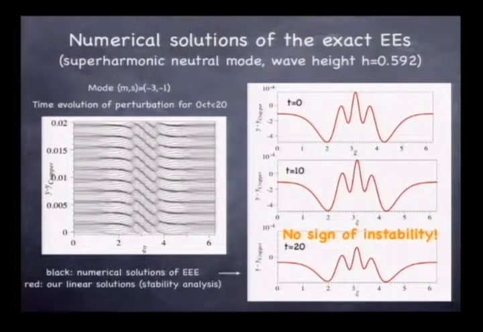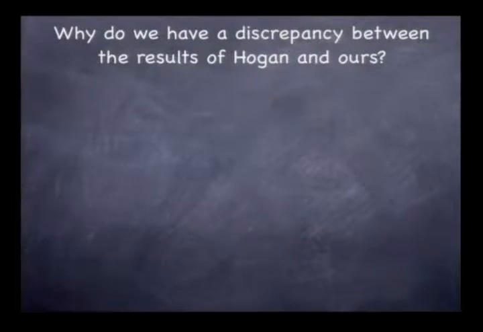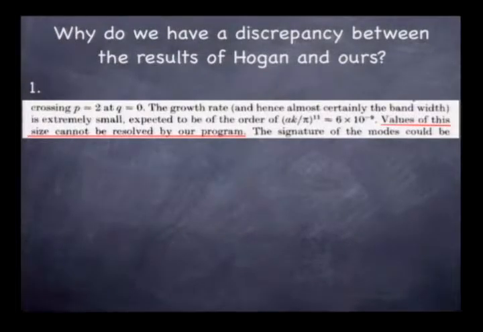And also, he's not in the wave field, so I can say anything at this point. But anyway, the question is why we see different things. He saw instability, we saw stability. So we read his paper more carefully, and there is a sentence like this. There is some value, which is 10 to the minus 9th. He said, values of this size cannot be resolved by our program. It was in 1988, and so we assume he used single precision instead of double precision.